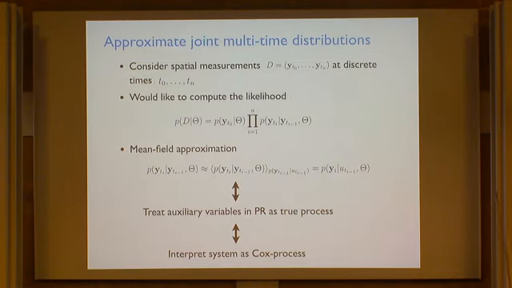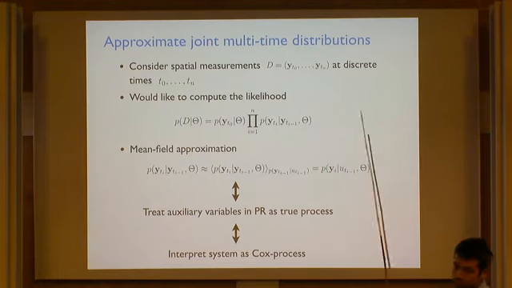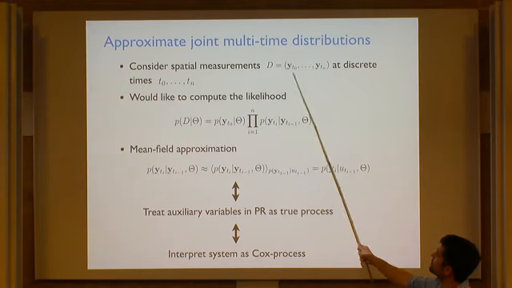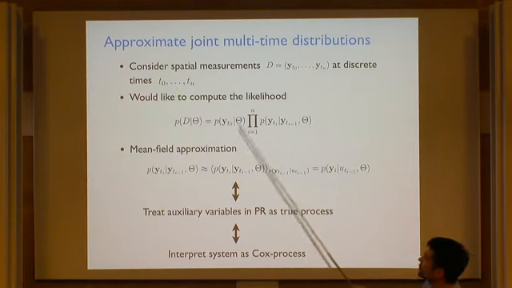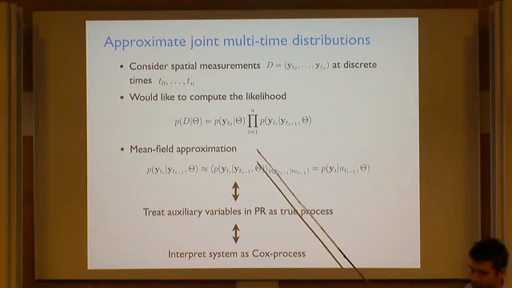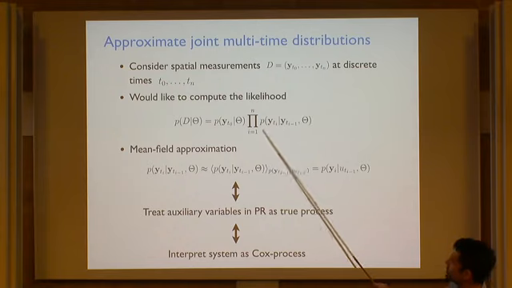But we thought, if we have the approximation already for single time points, why don't we do it also for multi-time points? Let me formalize this a bit. So let's come back to the original problem. We have some spatial data at discrete time points, Ti, and we would like to compute the likelihood, which, depending on the system, we can write factorized like this.